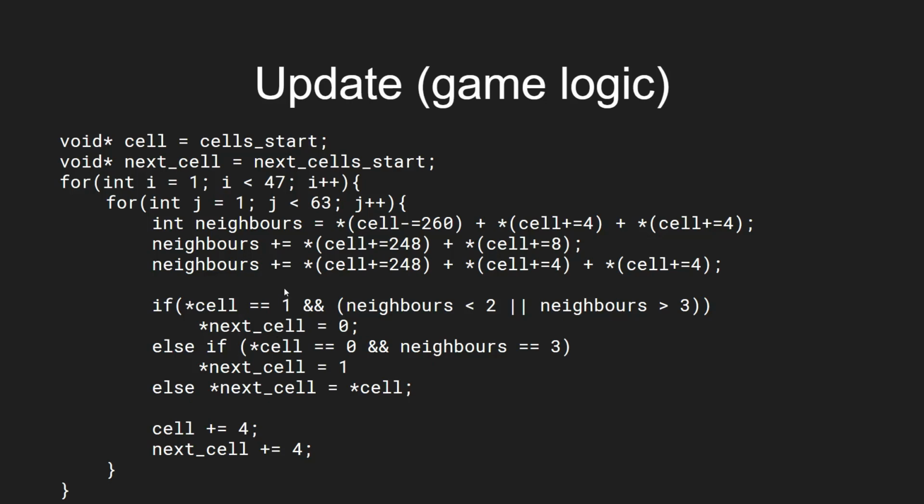For example, if the cell is alive and the neighbor count is less than 2 or greater than 3, it will die. Or if it's 0 and the neighbor count is 3, it will live on. Else it will just keep its state. And then we will increment our next cell and cell pointers to the next position. And we will do it in 2x2 nested loops to work on each grid cell.